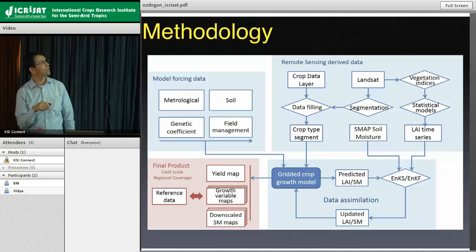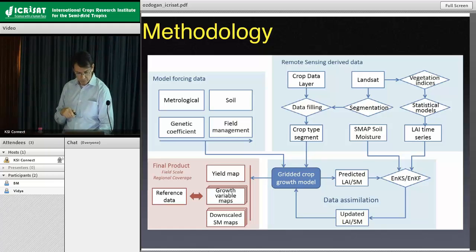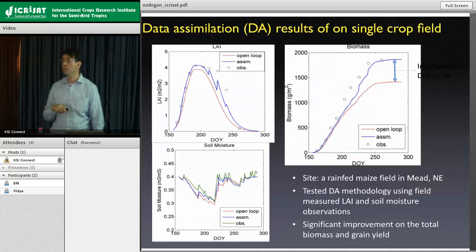This is the same figure, same strategy. So here is the forcing data. Here is the crop gap filling segmentation, bring in LAI time series, do the ensemble Kalman filter data assimilation, come up with some predicted LAI, and then bring that into a crop model, and then come up with a yield map at the end of the growing season. So these are some of the results from this exercise.